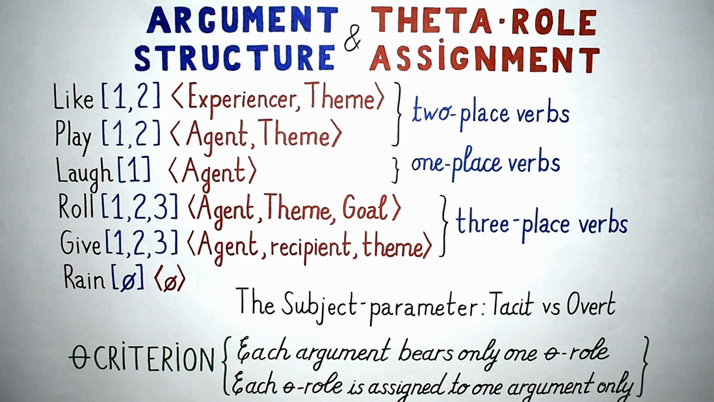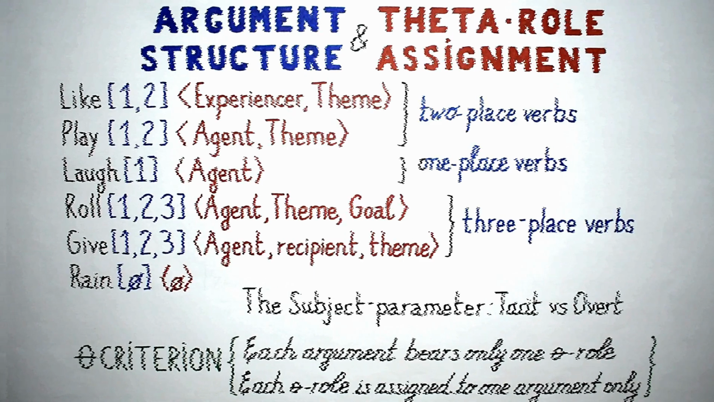Well, it's so obvious that we should probably state it in black and white and say: Theta Criterion, each argument bears one and only one theta role, and each theta role is assigned to only one argument. So that's basically what the Theta Criterion states.